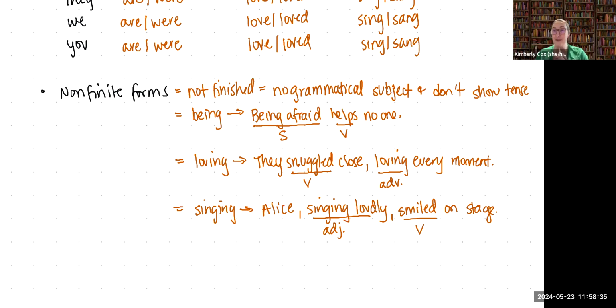Infinitives are non-finite forms of verbs. Every once in a while, a past tense form of a verb that doesn't have a grammatical subject is a non-finite verb. So it's important for you to be able to distinguish between what is a finite verb that will function like a predicate in a sentence because it has a grammatical subject and a tense, and what is not.